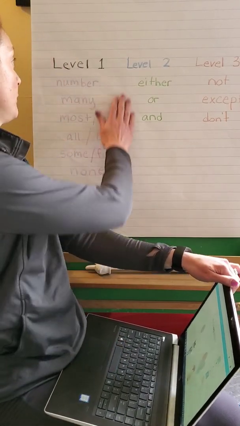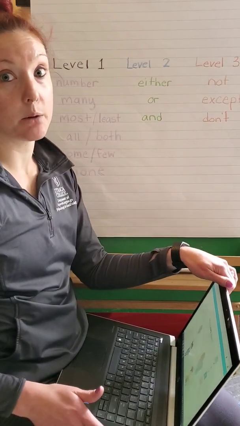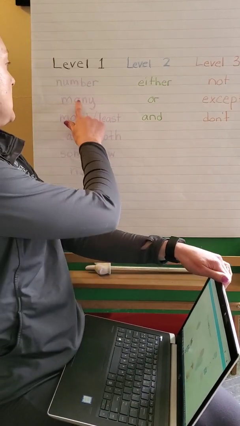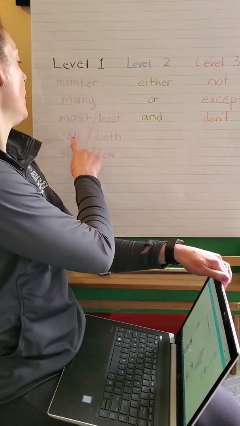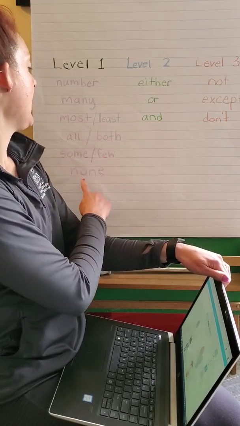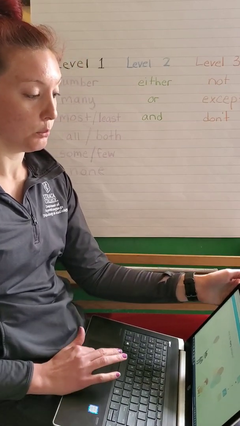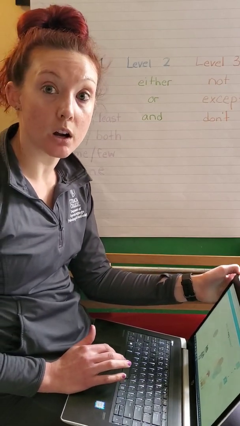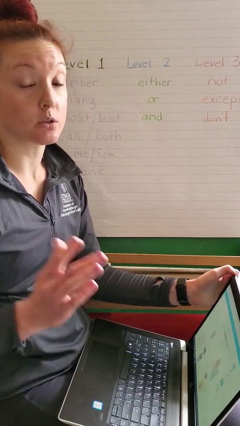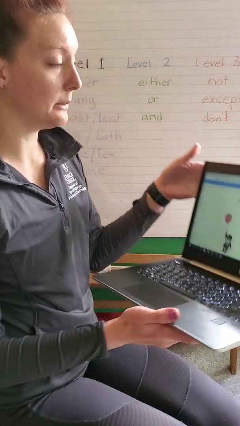So as I said, most of our friends will be at the level 1, talking about, you know, just basic numbers. Give me 1, give me 2, give me 3. Many, most and least, all and both, some and few, and none. So I'm going to show you that little Boom Cards activity that I talked about that will help review some of that skill. Otherwise, just feel free to use it in general activities, okay?